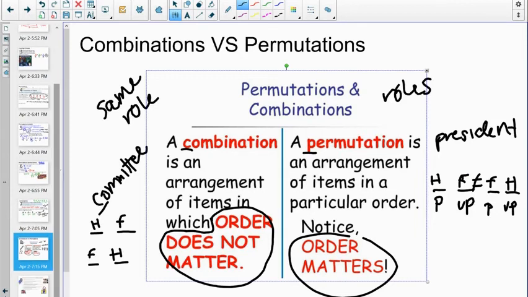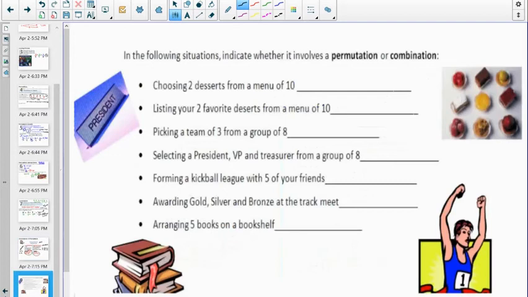Okay, and then one more slide depicting whether it's a combination or permutation. If we're choosing two desserts, do they have different rankings? Does order matter? No, so it is a combination. And then if you're listing your favorite desserts, and you're looking at it like first and second, then it would be a permutation. But if you're looking at it as your top two favorite desserts, having the same role, then it's a combination. But if you're looking at it the first way for the sake of this, then that would be permutation. And again, on your quiz, it's going to be a lot more straightforward than this question right here.